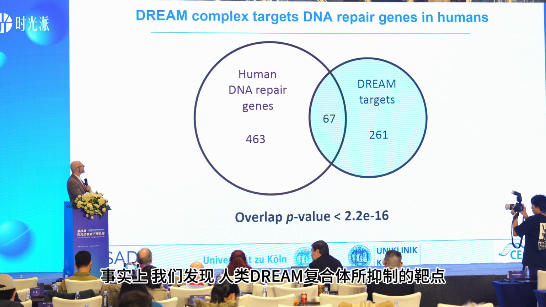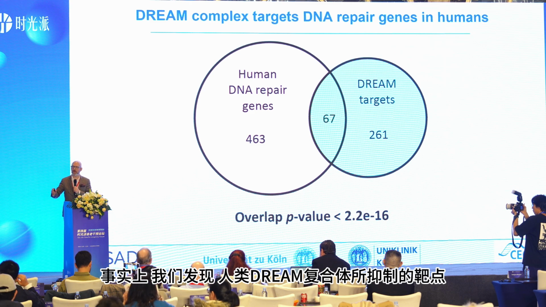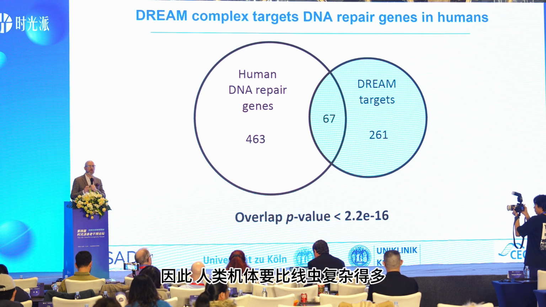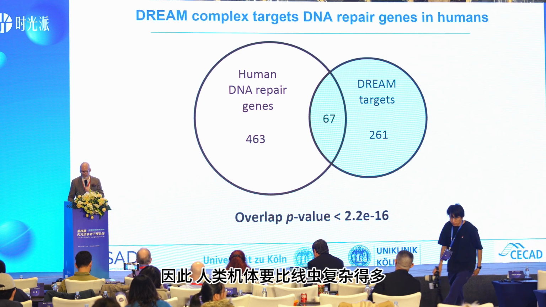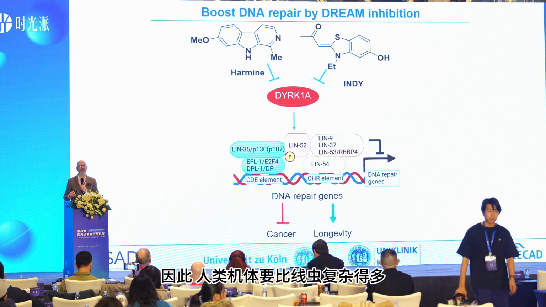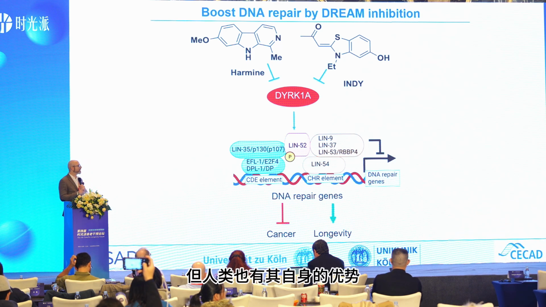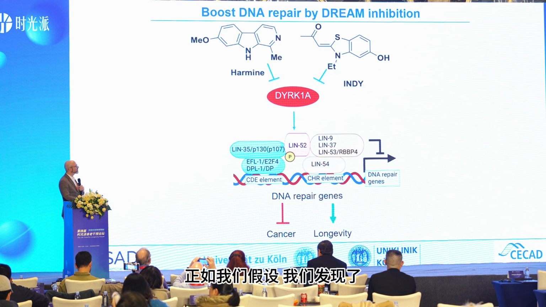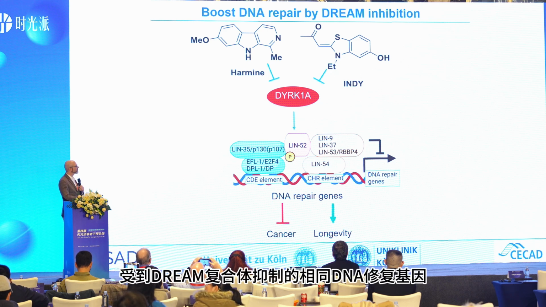And indeed, we see a significant enrichment of DNA repair genes among the targets that are repressed by the DREAM complex in humans. So in humans, everything is more complicated than in the worm, but there are also some interesting advantages in humans. So the same complex is formed, and we find the same DNA repair genes that we hypothesized are repressed by the DREAM complex.